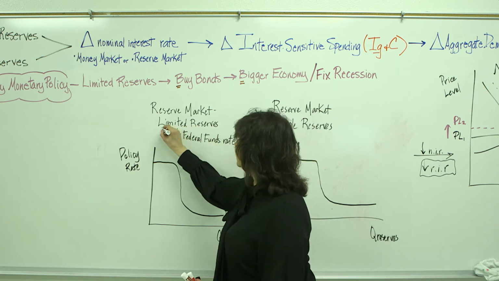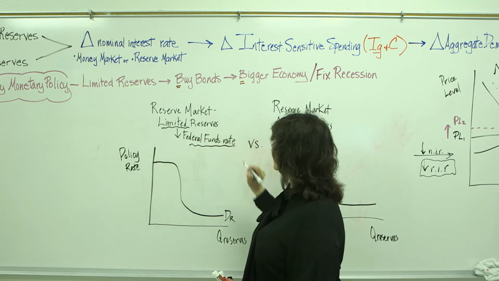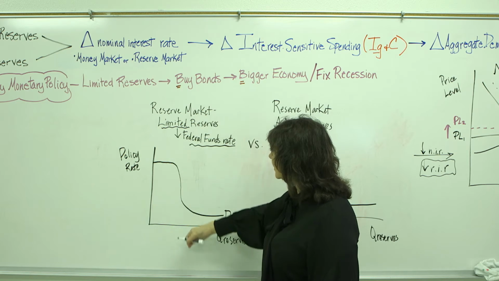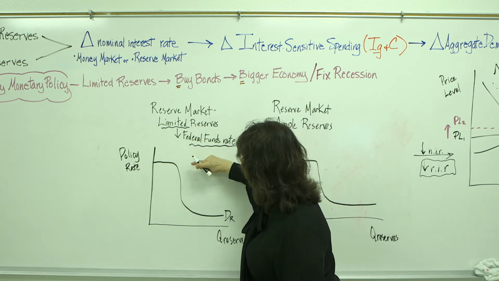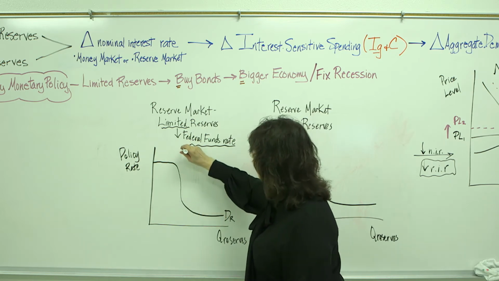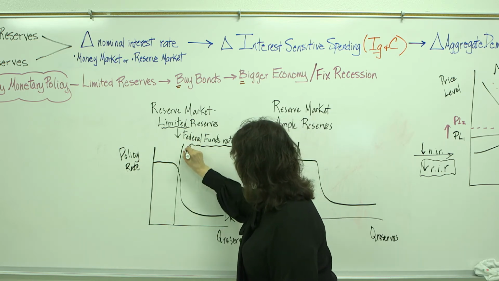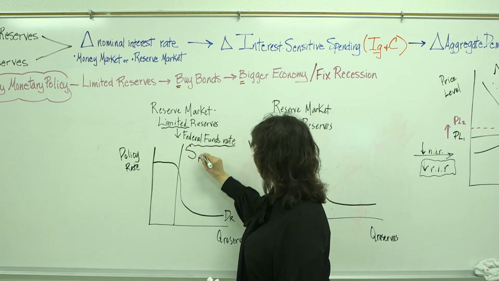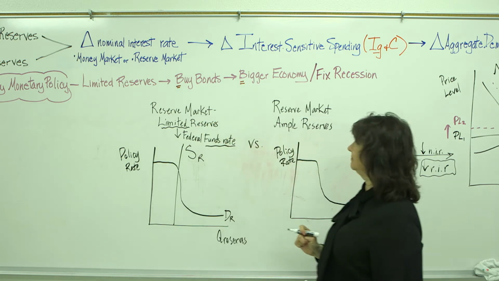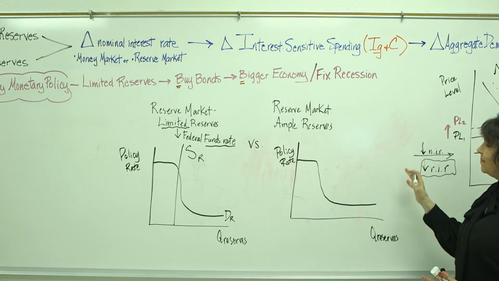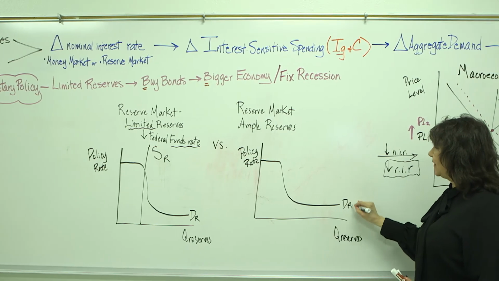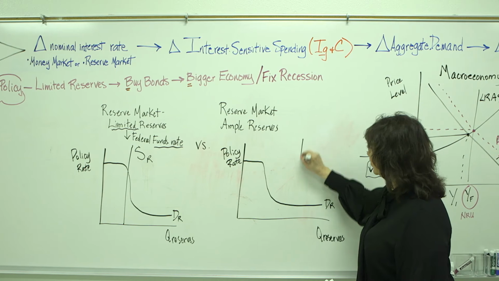With limited reserves, because I am targeting the federal funds rate, I'm going to put the vertical curve of supply somewhere in this negatively sloping portion. So let's say that I put it there. Okay, so this is going to be supply of reserves. Sorry, you can't see that very well. With ample reserves, it has to go in the flat portion because that's where ample reserves are. So this is where this goes.